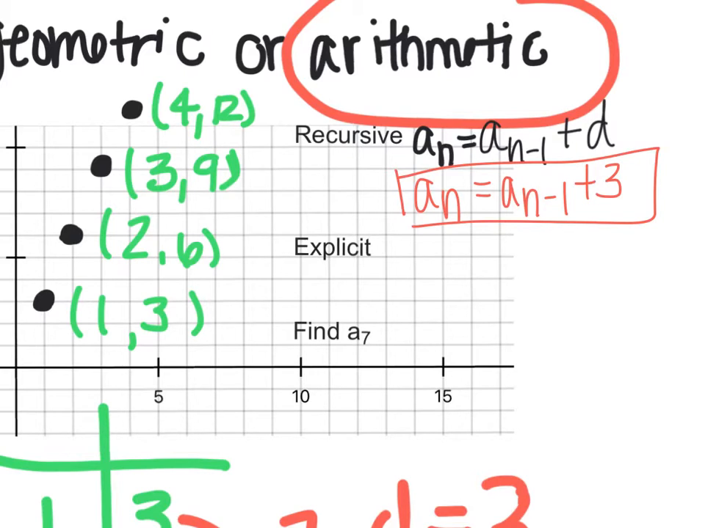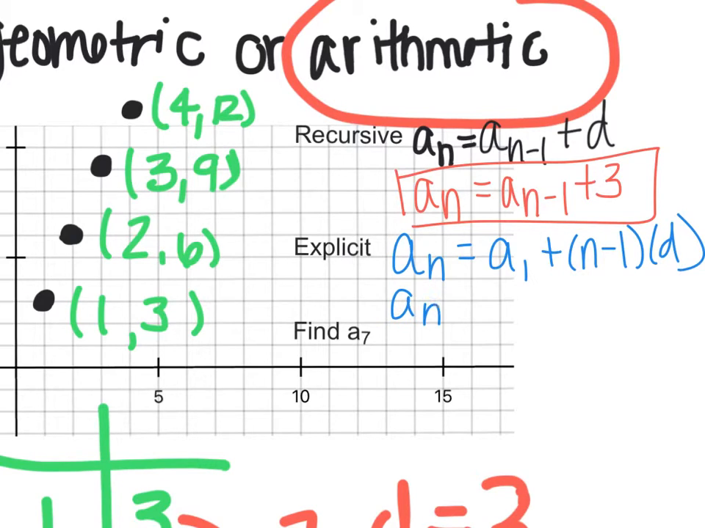I also need to find the explicit formula. Well, my explicit formula is a sub n equals a sub 1 plus n minus 1 times d. Well, I can go ahead and fill this out, and I know a lot more information here. I know that a1, or my first term, was actually 3. And then so it'd be 3 plus n minus 1 times, and d was again 3 as it was before.